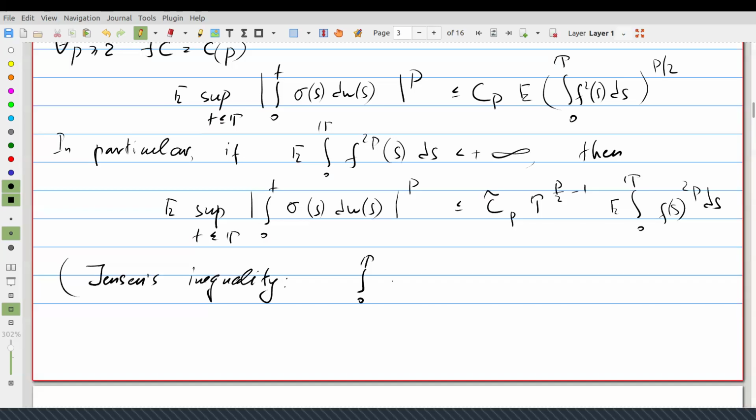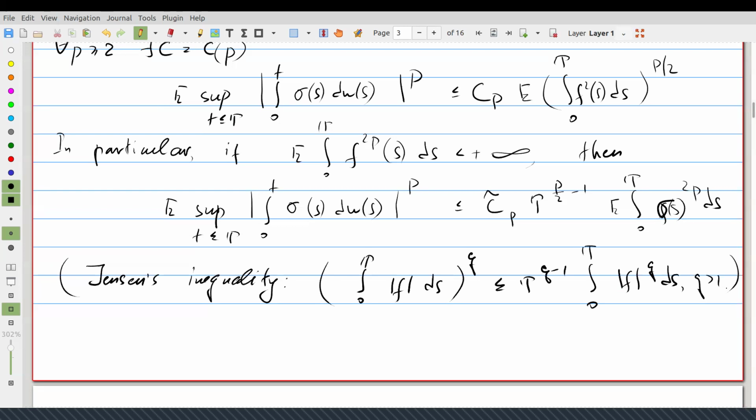The integral from 0 to t of the modulus of some function ds. Why am I writing f? Keep writing f. Q is less than t to the q minus 1, for q greater than 1, times the integral of the modulus to the power q ds, where q equals 1.